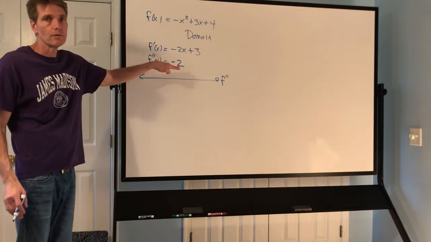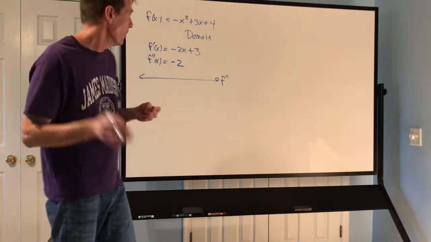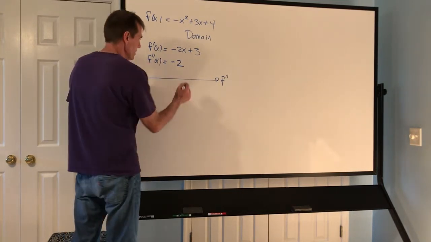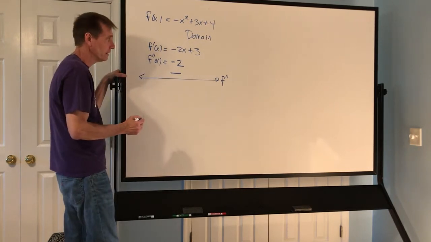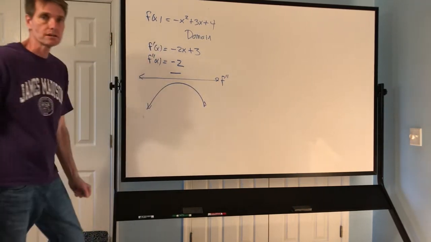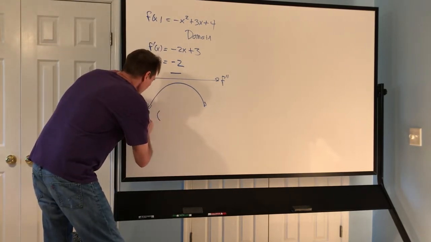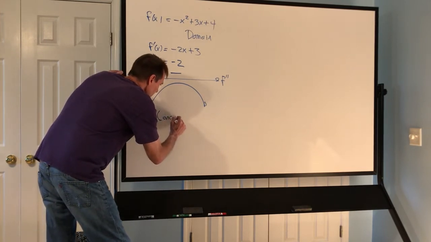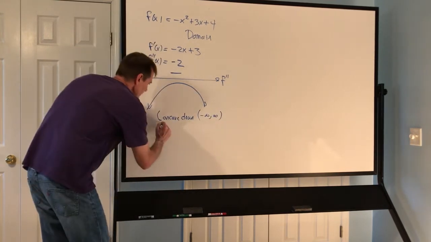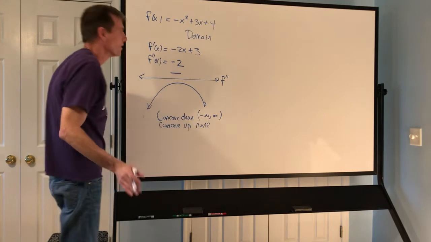Can negative 2 ever be 0? And the answer is, of course, no. It's always defined. So the second derivative for all values of x is always going to be negative. And if the second derivative is negative, we've got a sad function. We are always concave down. So for this function, my intervals of concave down are from minus infinity to infinity. Concave up, none. There are no intervals of concave up.